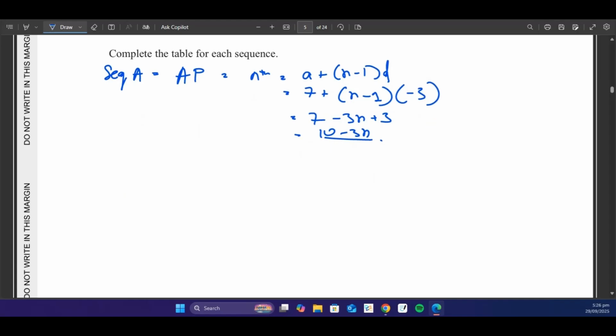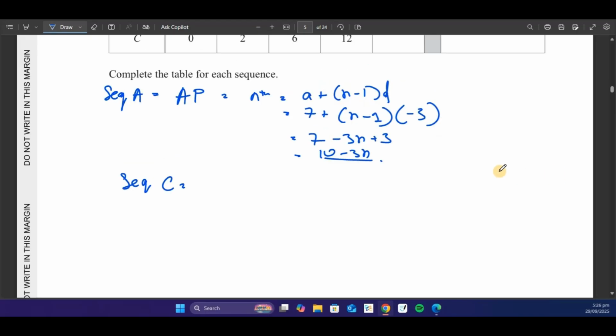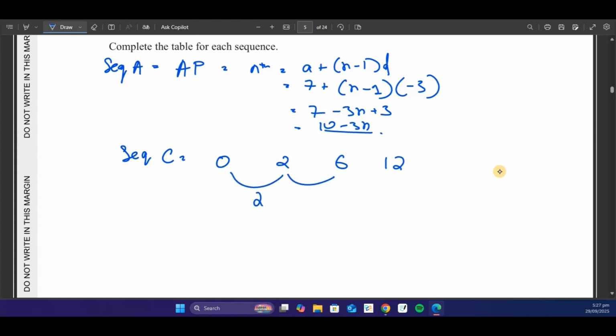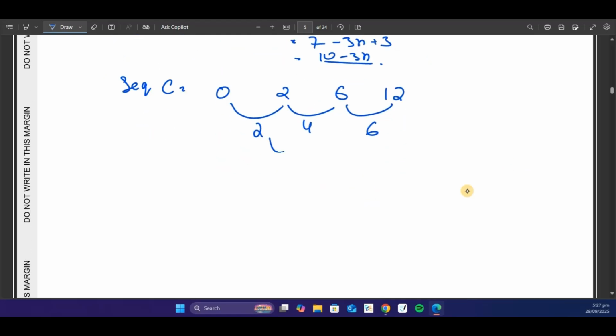Simple enough? Now, sequence C. So 0, 2, 6, 12. This has a difference of 2, this has a difference of 4, and this has a difference of 6. And then these have differences of 2 and 2. Make sense? So we can say the second difference is constant. That means that this is a quadratic sequence.